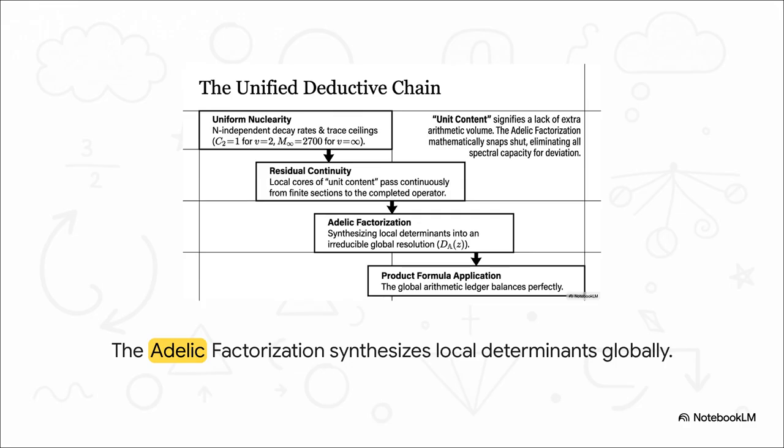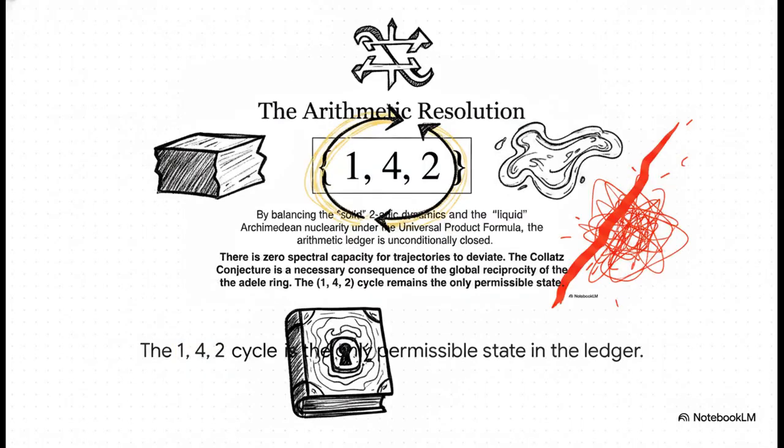Finally, we apply the product formula. Remember that unit content concept? It signifies a total lack of extra arithmetic volume. Because of this chain, the factorization mathematically eliminates any possible spectral capacity for deviation. Which brings us to the ultimate conclusion of the explainer. By balancing the solid two-adic dynamics of the finite regime and the liquid Archimedean nuclearity under the absolute supreme authority of the universal product formula, the arithmetic ledger is unconditionally closed.